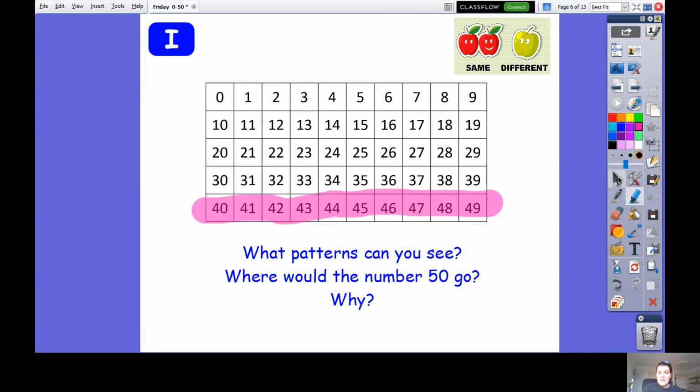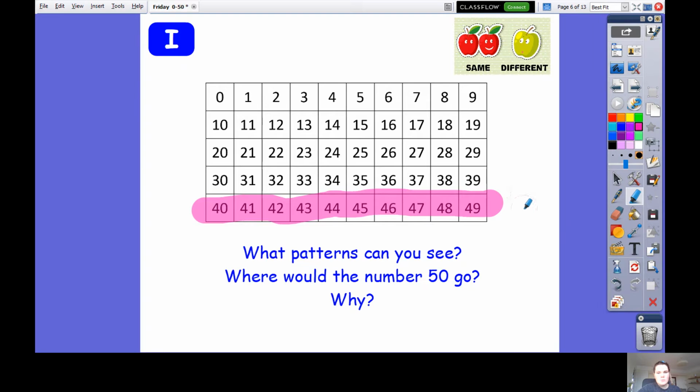So they are 41, 42, 43, 44, 45, 46, 47, 48, and 49. Do you notice that the numbers go up and up and up? It's a bit like when we're counting from 1 to 10. It goes 1, 2, 3, 4, 5, 6, 7, 8, 9, and then it changes, doesn't it? And what happens when we get to the 49?